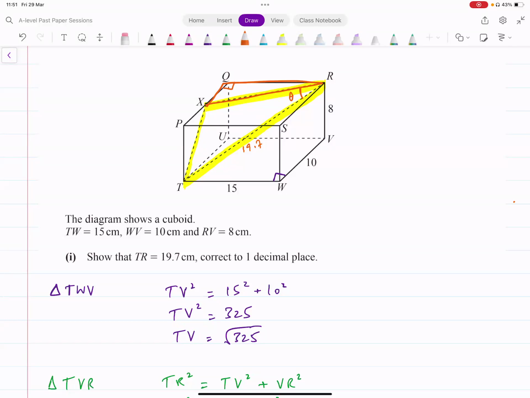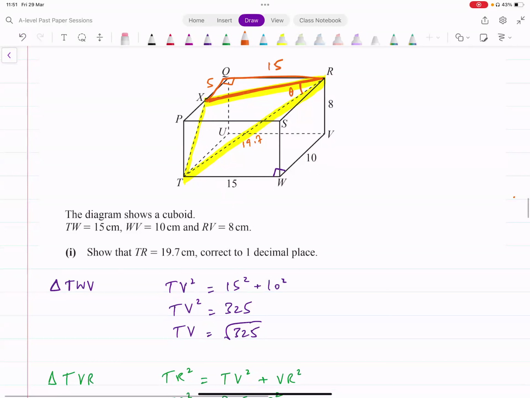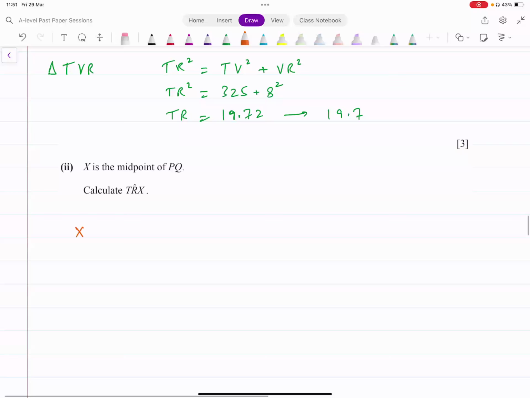We know the other two lengths already. What's QR? QR is going to be 15 because this length is 15. That's also 15. This length is 10. What's half of that? 5. We can find XR using that, right? In that right angle triangle. What's the length XR? Let's calculate that.